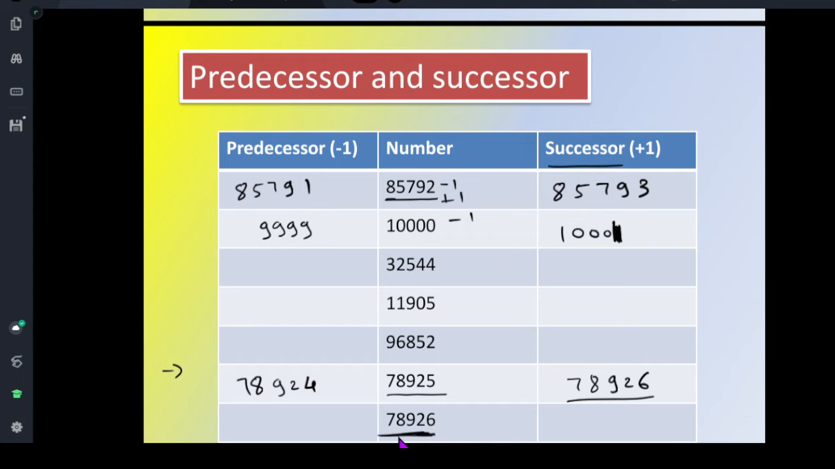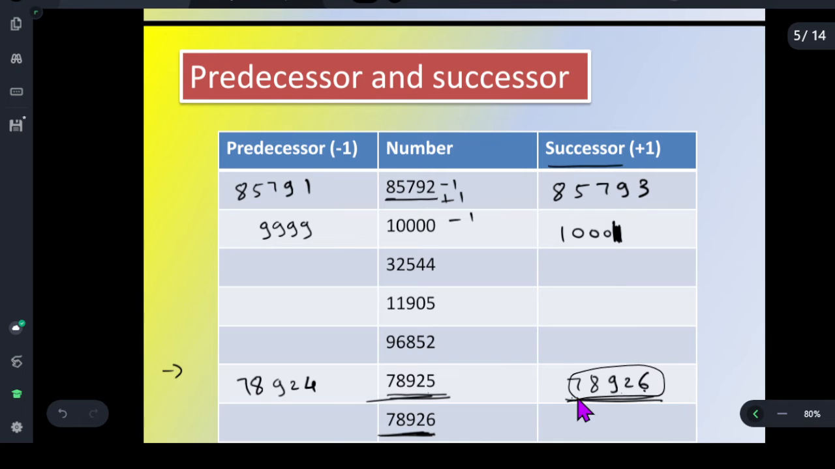Here you can see this number is present here. So each and every number has its predecessor and successor, and suppose a number is the successor of any number, it will also have its own successor and predecessor. So it is the successor of this number, 78,925. What is the successor of it? 78,926. So what is the predecessor of this number? It will be 78,925. Okay. And to find its successor, I will add 1 here, 78,927.